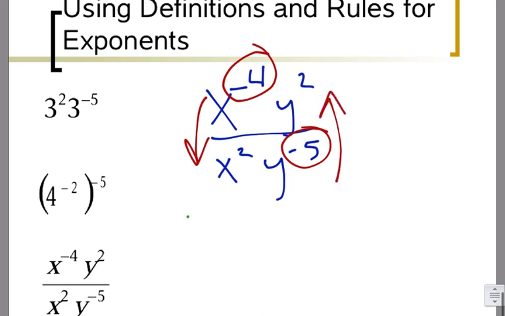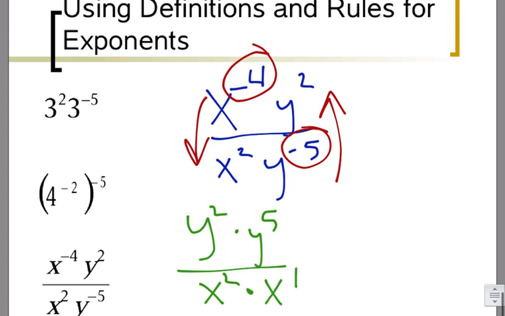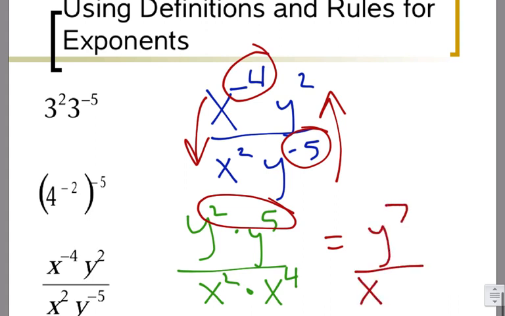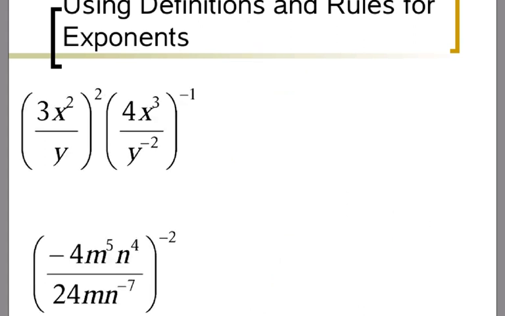So that turns into y squared times y to the fifth over x squared times x to the fourth. And now I don't have negative exponents, so now I actually just combine these to get y to the seventh over x to the sixth. And then there's nothing I can do. That'll be my final answer. And as you can see, we're working our way up and we're getting even more complicated problems here.